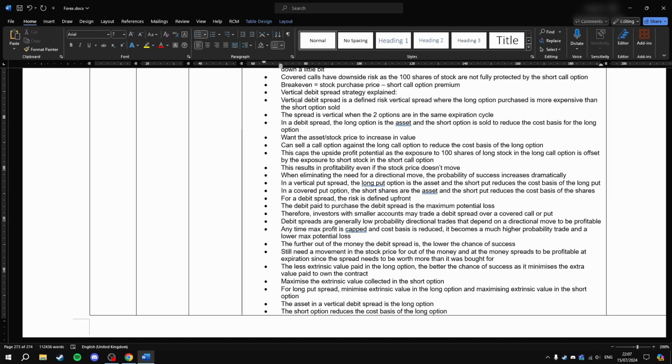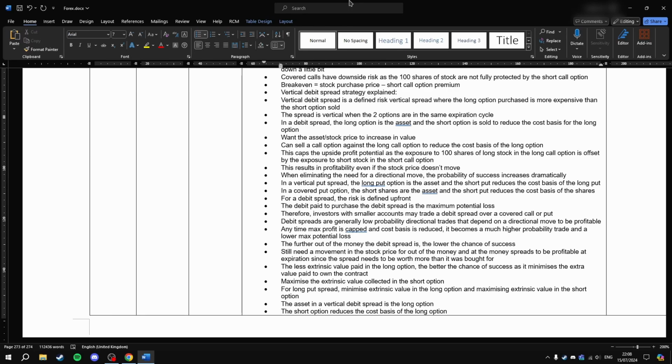And then we've got the vertical debit spread strategy explained. So the vertical debit spread is a defined risk vertical spread where the long option purchased is more expensive than the short option sold. The spread is vertical when the two options have the same expiration cycle. In a debit spread, the long option is the asset and the short option is sold to reduce the cost basis for the long option.